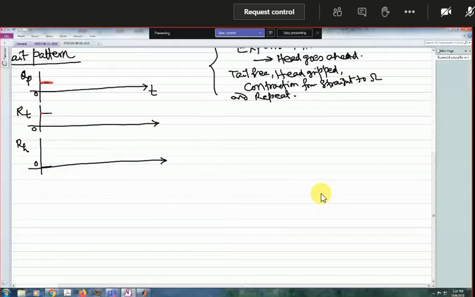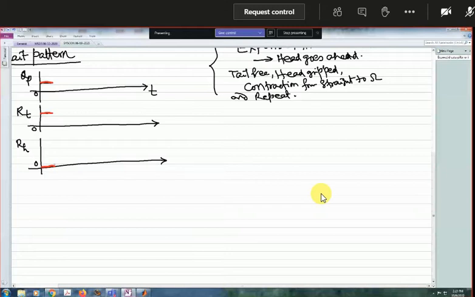So what we have initially is some value of QP positive. We are expanding the insect. At that point of time, resistance in the tail is there, and resistance at the head is 0. So that is the first half of the gait cycle.